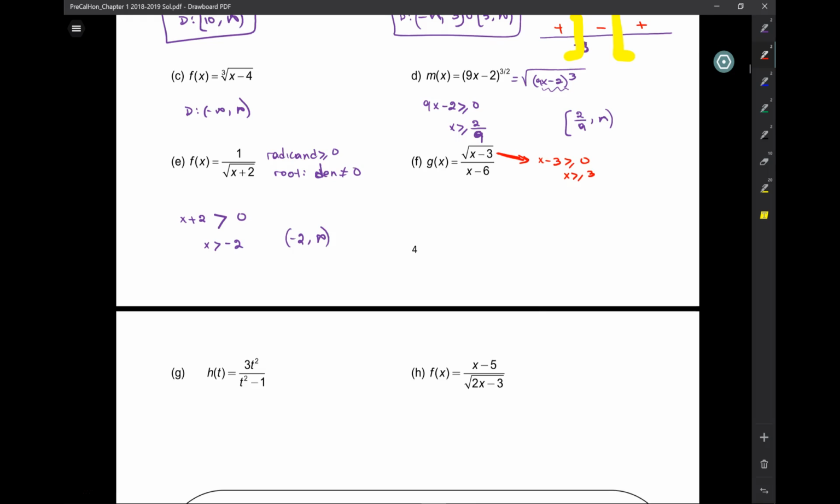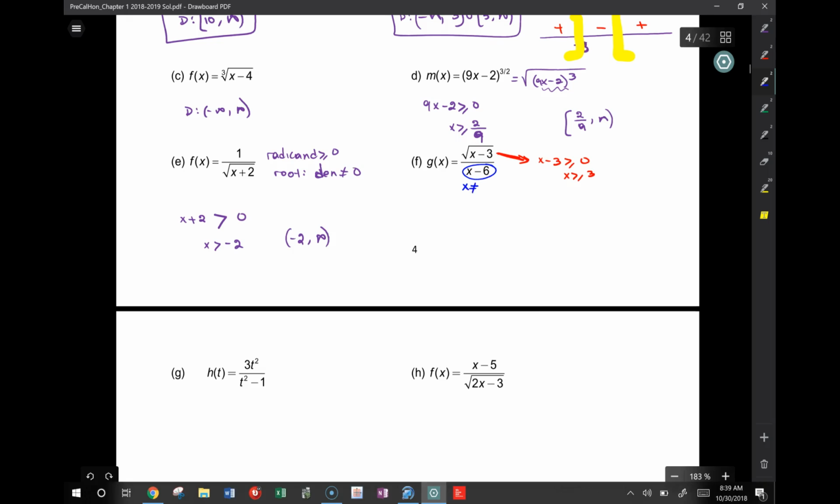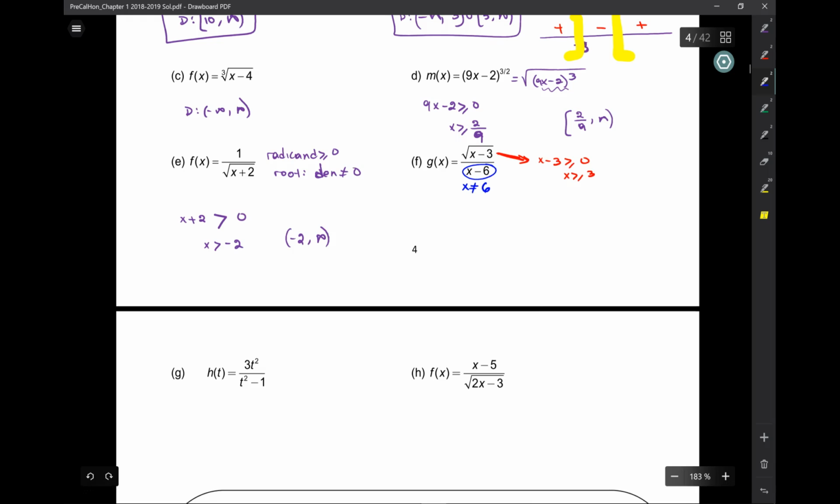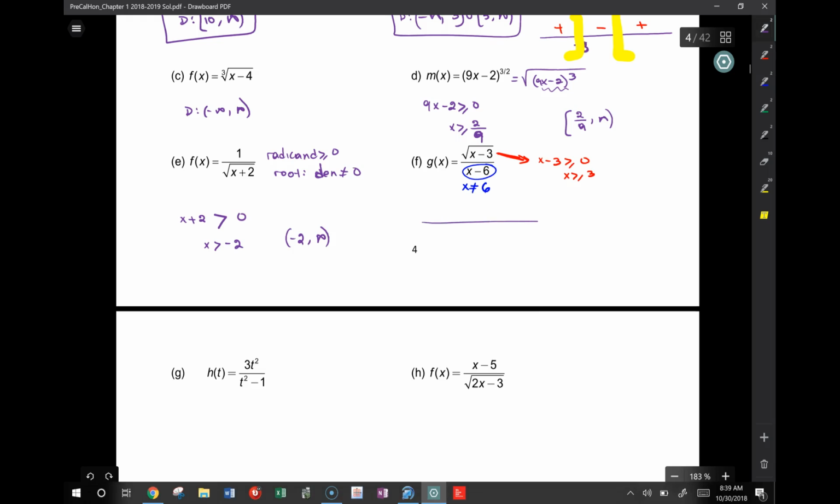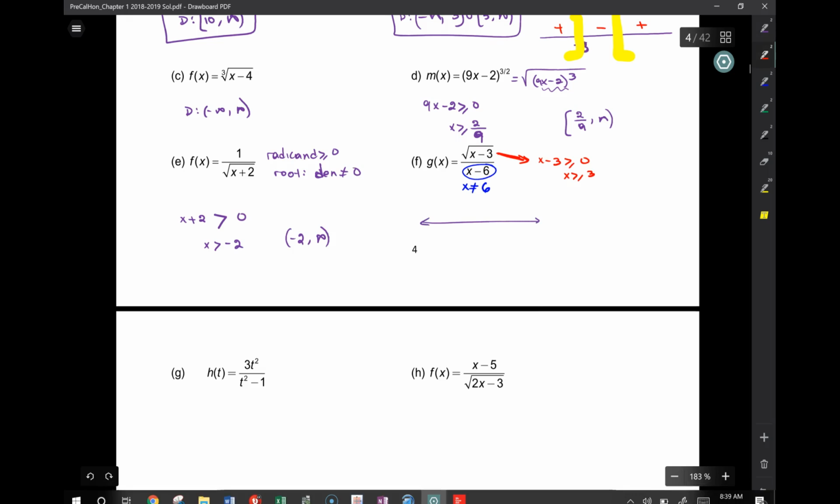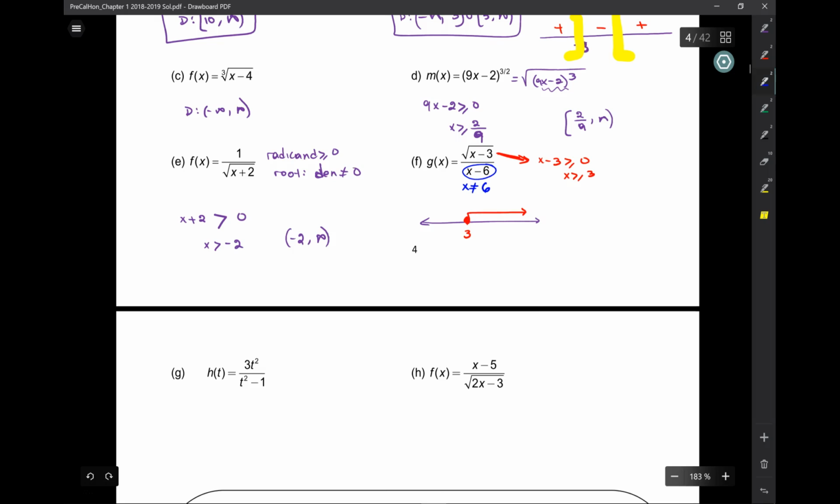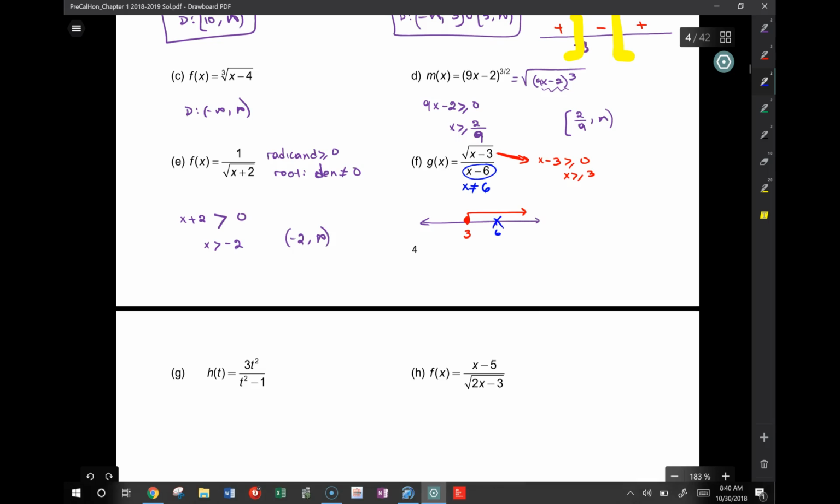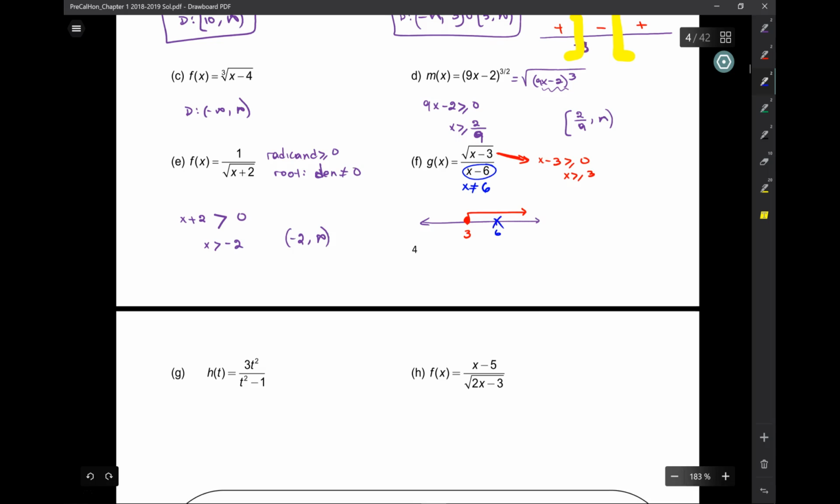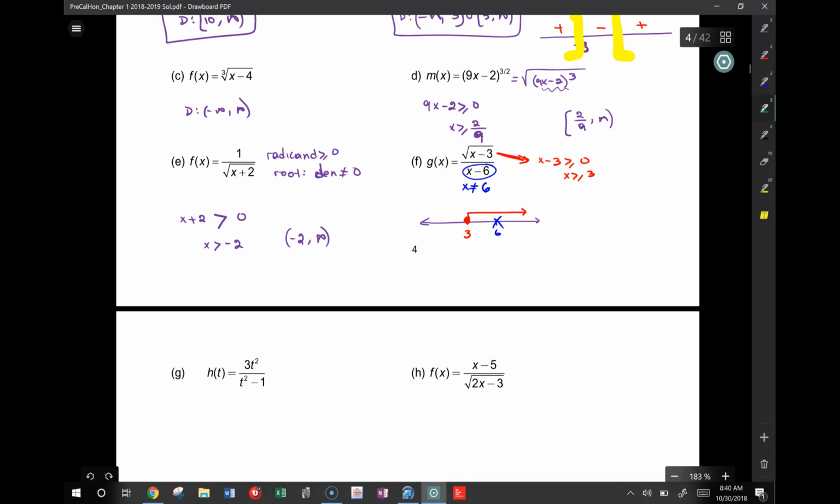Can it be 3 for that root? Yeah. Okay. What does this denominator tell us? It just can't be 6, right? The denominator says x can't be 6. Okay, so let's think about this. On the one hand, it's telling us that it has to be 3 or above. On the other hand, it's telling us that it cannot be 6. So, for heaven's sake, what can this be?